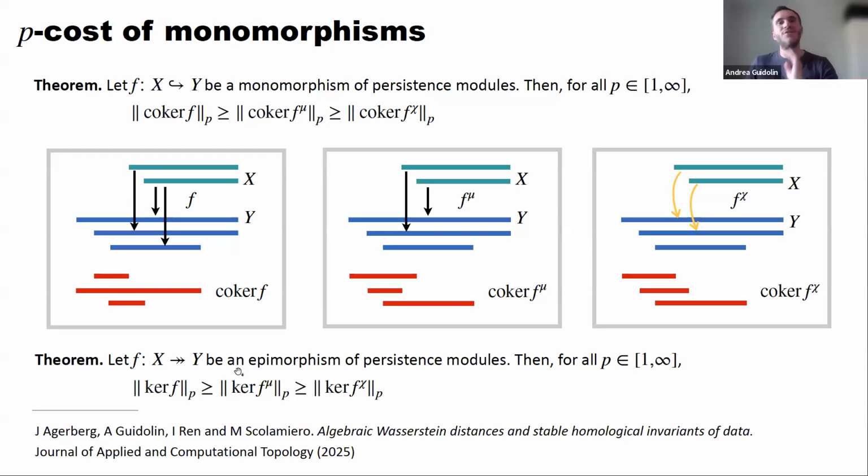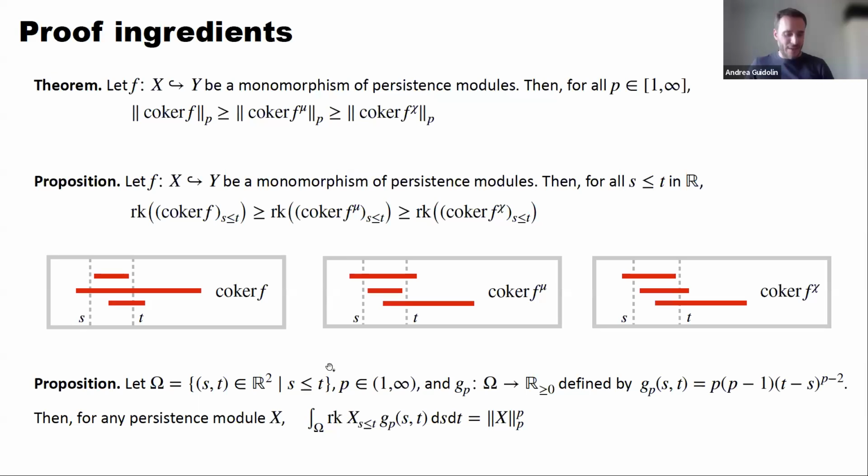Yeah, and we have a dual theorem for epimorphisms, where you just replace monomorphism with epimorphism and co-kernel with kernel. We actually stated these theorems in the article that is published. They were stated for tame persistence modules. Now we have a different proof for the more general case of pointwise finite dimensional persistence modules. And I want to just briefly tell you about the ingredients of this proof for this theorem for monomorphisms.